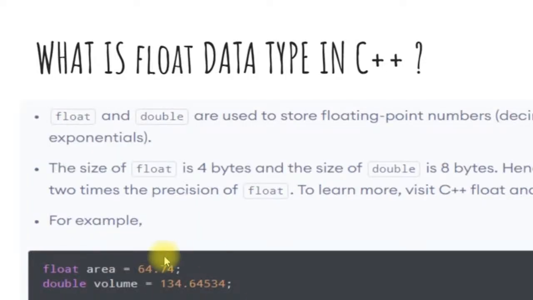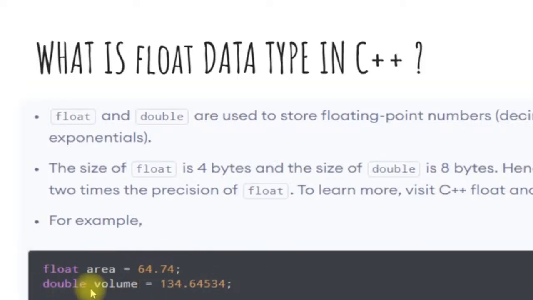Now moving on to this example, we have one more variable called float area. The name of the variable will be area, and the data type for this variable is float, and the value that we are trying to store into this variable called area is 64.74. This was for this line.